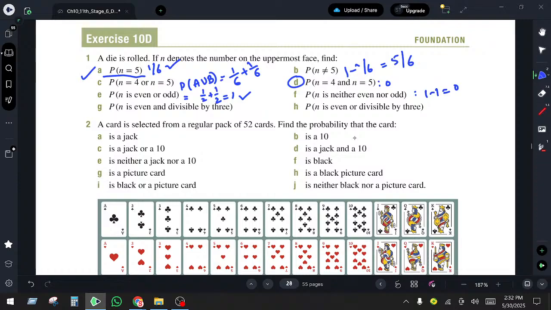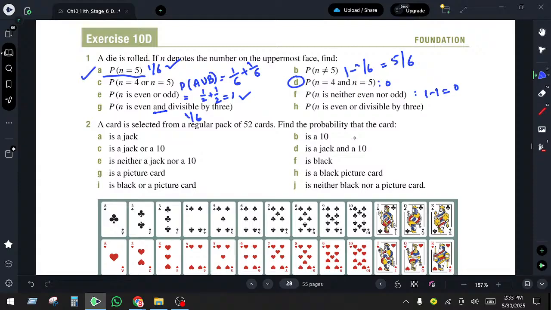Is there any such number? Among 1, 2, 3, 4, 5, 6, no. The probability is 0. Even and divisible by 3, that is different. Even and divisible by 3. Even means 2, 4, 6, and divisible by 3 means 6. Only 6. It is 1 by 6 is the answer.